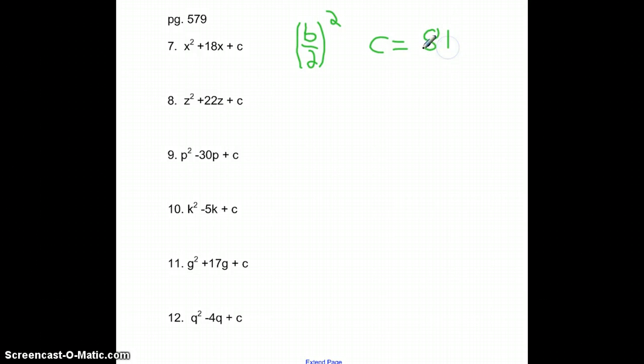They're just looking for the c value to make this a perfect square. That's all they're looking for. And number 8, our b value is 22. Cut that in half, it's 11. 11 squared, well, you guys know that. That's an easy one, 121. Here we've got negative 30. Cut it in half, it's negative 15. 15 squared is going to be 225.